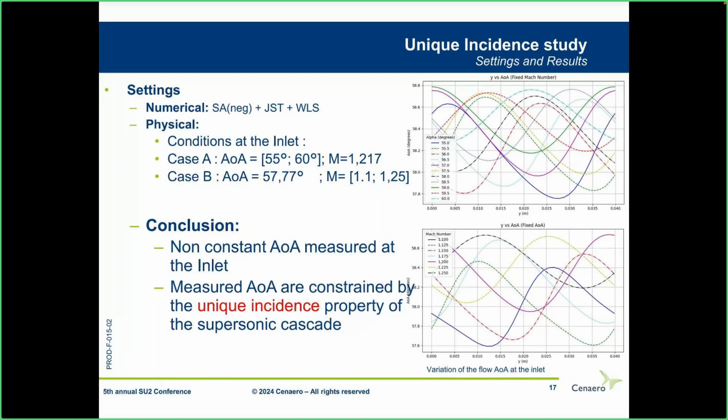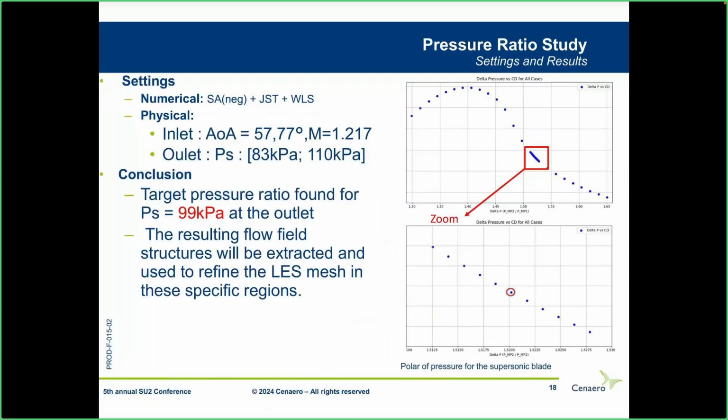You should know that for this experiment, obviously the cascade is not fully periodic in the experimental setup, and so the unique incidence principle is not, if I may say, as strong. So we find discrepancies between the simulation and the experiment. And so for that, we need to be able to find a configuration for which we obtain a similar pressure ratio as in the experiment.